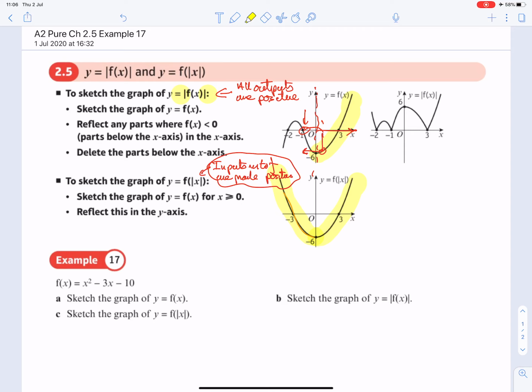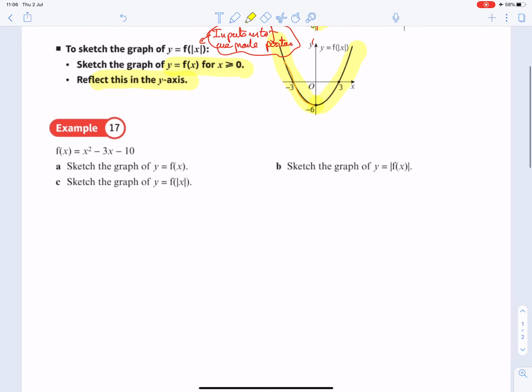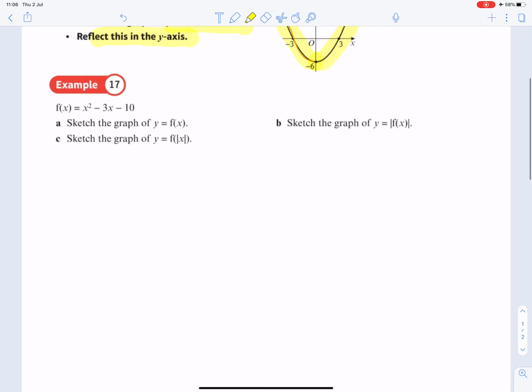So reading through the text, sketch the graph for y for x greater than or equal to 0, and then reflect this in the y-axis. Okay, so now we're going to go through that with an example. f of x equals x squared minus 3x minus 10. You can see that the first thing we need to do is know what that graph looks like.